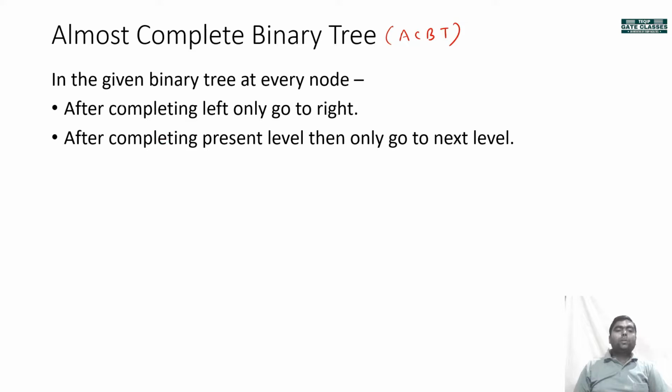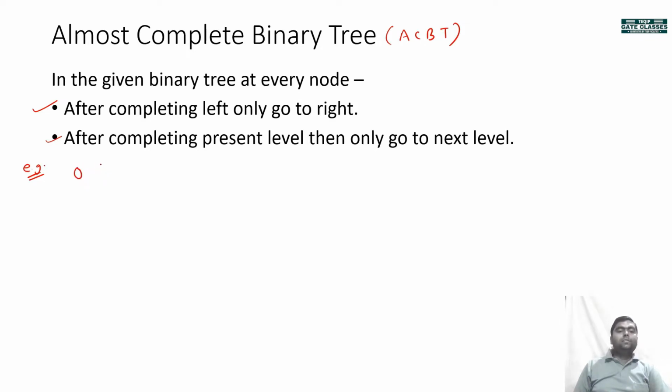And also one more condition. So this is the very first condition, and the second condition is: after completing the present level, then only go to the next level. So firstly complete the present level, fill the present level completely with the given nodes, then only move to the next level. If these two conditions are satisfied in any kind of binary tree, then that particular binary tree is called an almost complete binary tree. Let us take some examples, then it is very much evident.